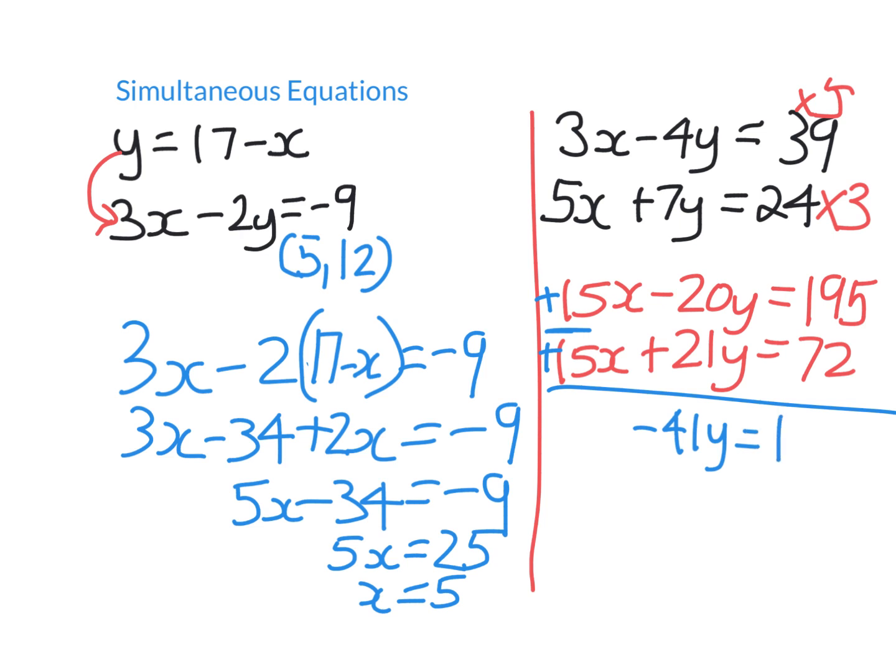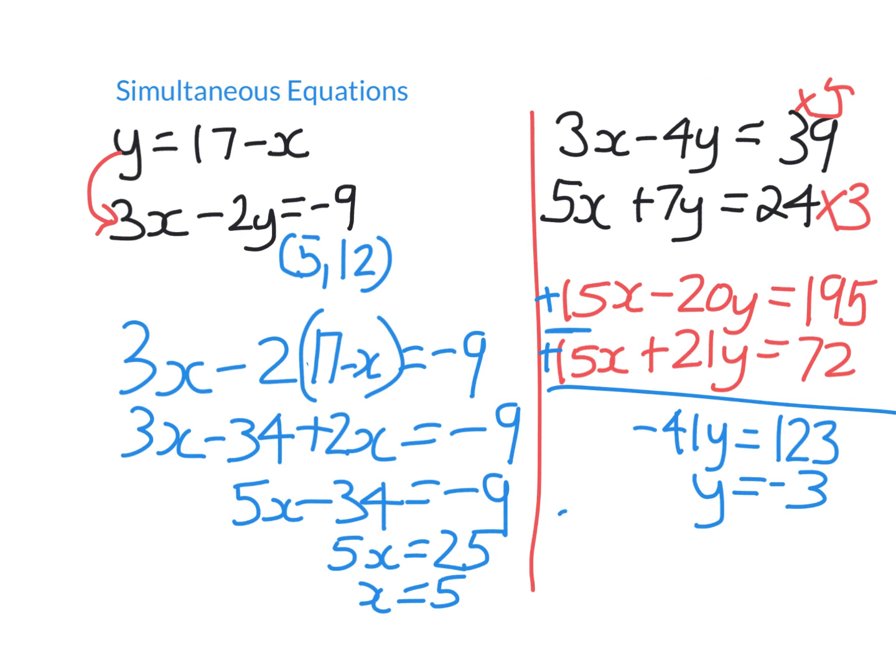195 minus 72 is 123. Dividing each side by negative 41, I get y is negative 3. I now need to find x. You can substitute y into any of these equations to find x.